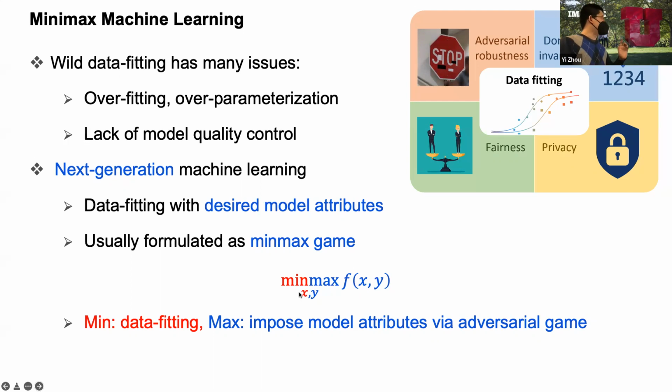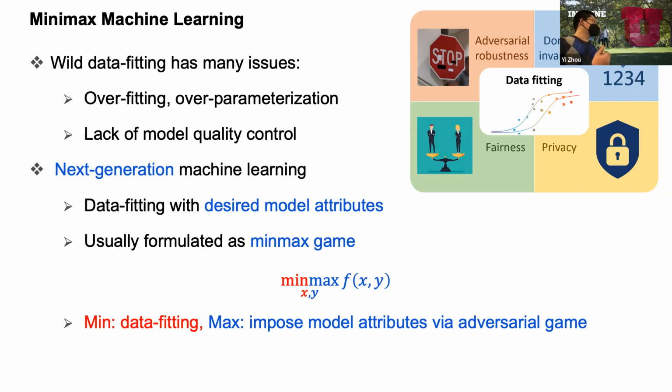In this minimax optimization problem, the minimization part corresponds to the conventional data fitting part. We want to minimize the loss over the model parameters. And what is important here is the maximization part that serves as an adversarial game.